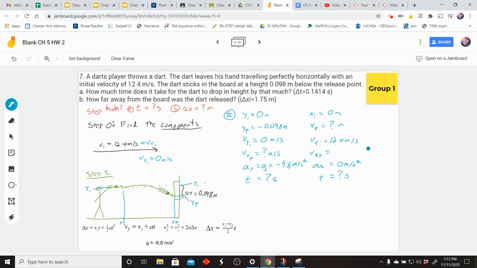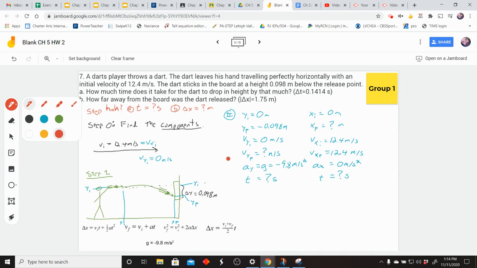Okay, so now back to V sub X final. The dart was initially moving 12.4 meters per second. It did not accelerate sideways because A sub X is 0 meters per second squared. So that means it is always going 12.4 meters per second, which means V sub X final is equal to V sub X initial is equal to 12.4 meters per second. Confusing stuff, I know. Takes practice. Once you do enough, it starts to become more natural.